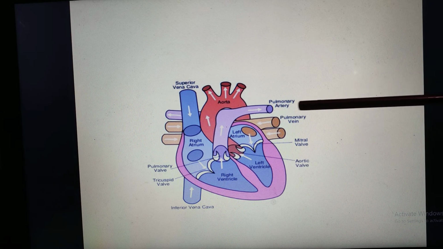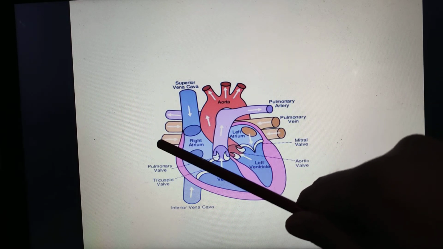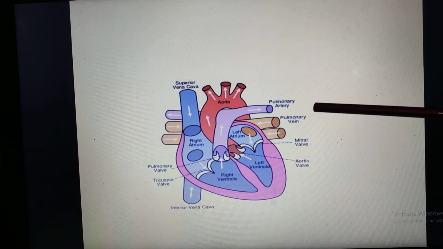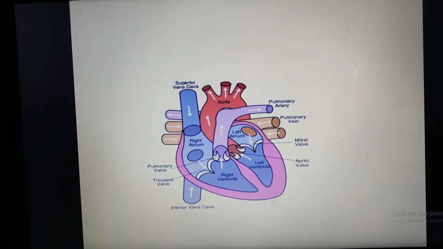From the lungs, now again it will come to the heart, right? It will come from the lungs via the pulmonary vein. Yes, again it's a pulmonary vein. This is carrying oxygenated blood here, right? So from the pulmonary vein it will come to the left atrium, right? This is the left atrium.